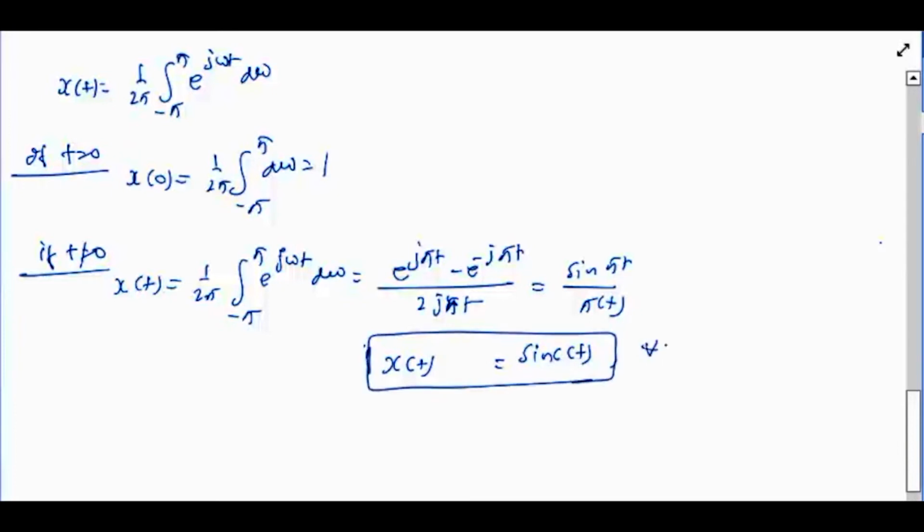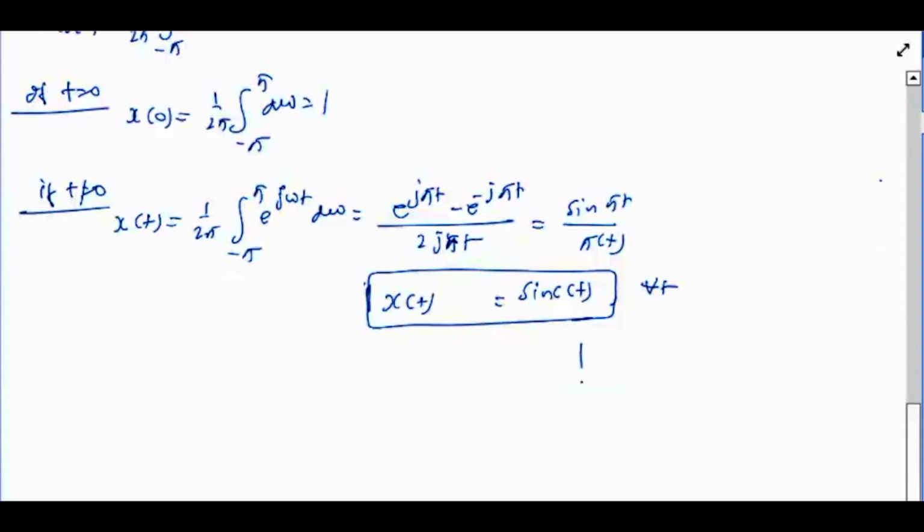Okay? So we have x(t) equal to sinc t for all t. If you plot this x(t), it looks as follows.